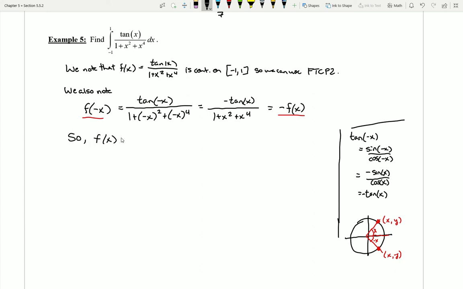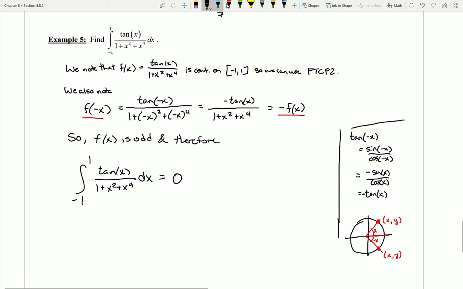So f of x is odd, and therefore, if I'm ever integrating an odd function on an interval from -a to a, no matter what a is, I'm going to end up with the final value of immediately 0. And so notice here how much time we've actually been able to save by using odd functions. Since this was an odd function, I could avoid doing any weird algebra manipulations, doing any sort of u substitutions, and I can just immediately arrive at a value of 0.